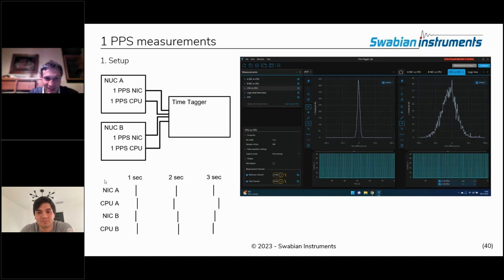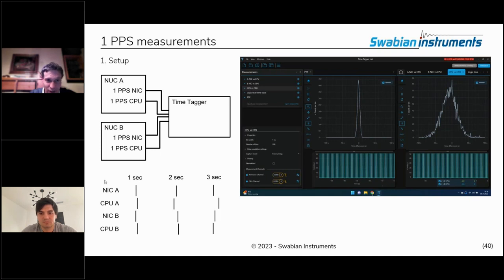So another application is not just to measure 10 megahertz clock signals, but to measure 1 PPS signals. And the setup here was 2 NUCs, and I maybe should even pass the word on to Ahmad, who has set this all up. So these are 2 NUCs where we look at the 1 PPS signals from the NIC and the 1 PPS signals generated from the CPU in user land using the software-defined pin.